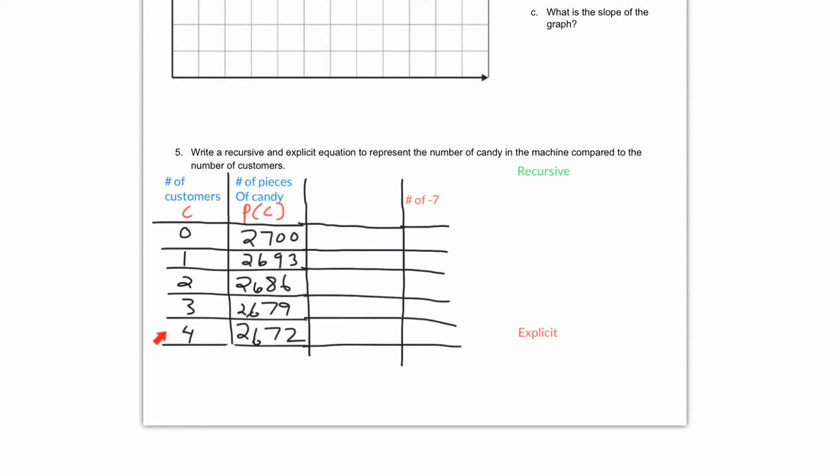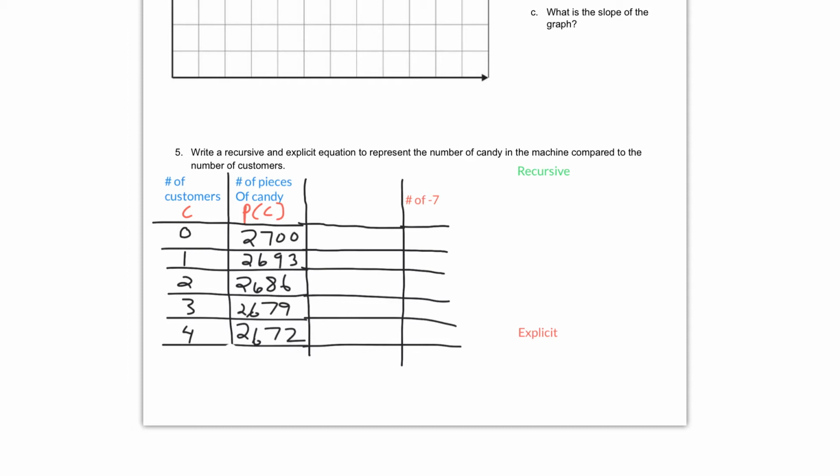We talked about the number of customers. I just went to 4 this time, and the number of pieces of candy and how much that was. And we talked about back again in question 2 and some other questions that we have a common difference of -7. So we're going down by 7 each time. So in order to write our recursive formula, I'm going to go straight to that function notation this time.